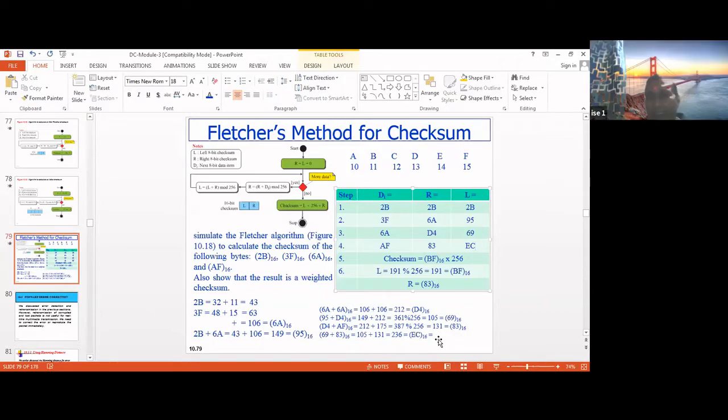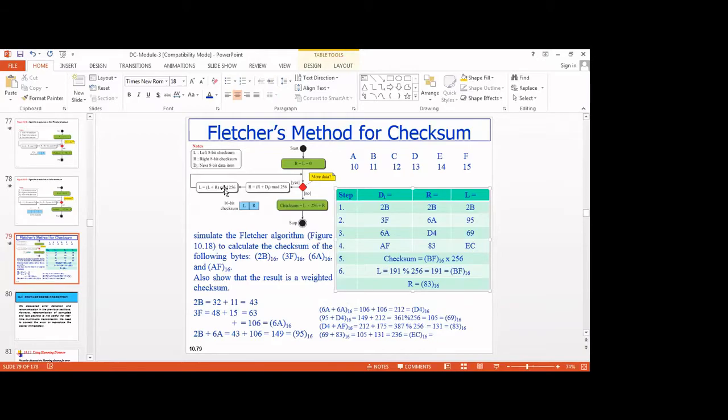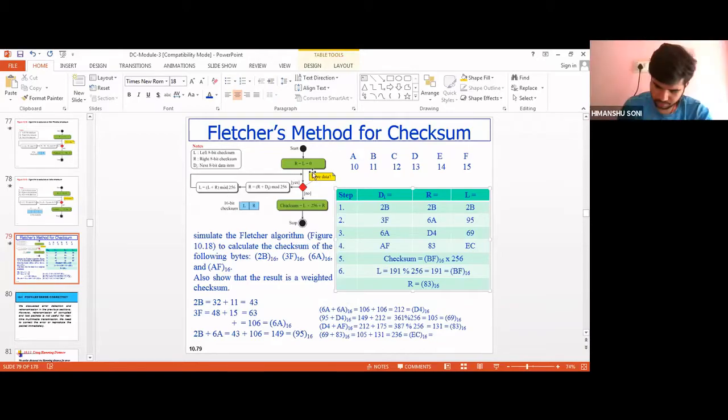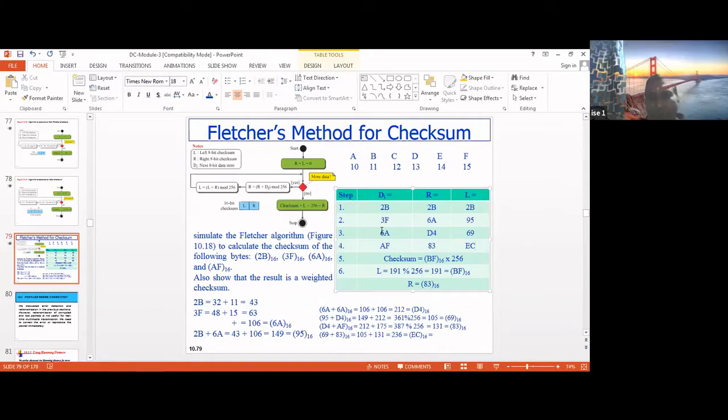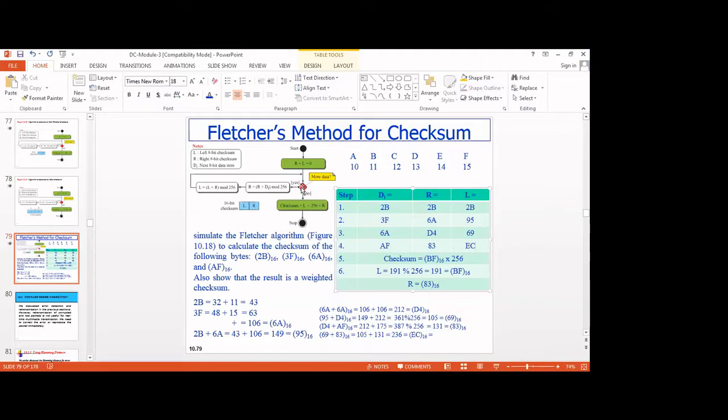So have you understood this till this level? Now we come here. Is there any more data? No, sir. We are done with 2B. We have done with reading 3F, we have done with reading 6A, and we have done with reading AF. Is there any more data? No.